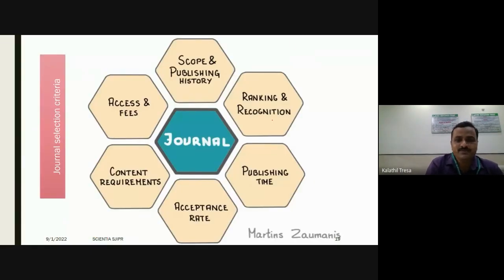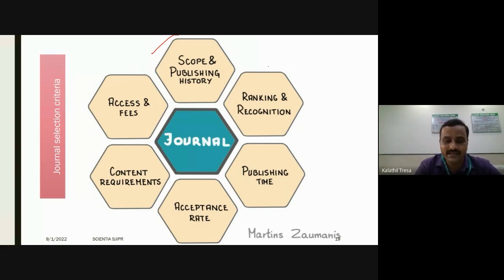Here I also prepare another slide which gives the idea of the scope and publishing history of that journal, meaning whether the scope of that journal matches with our research article. If the scope matches, then and only then can we select our topic for publishing in that journal. If the scope does not match, we cannot select that journal. And what is the publishing history: are the same type of articles being published in that journal?